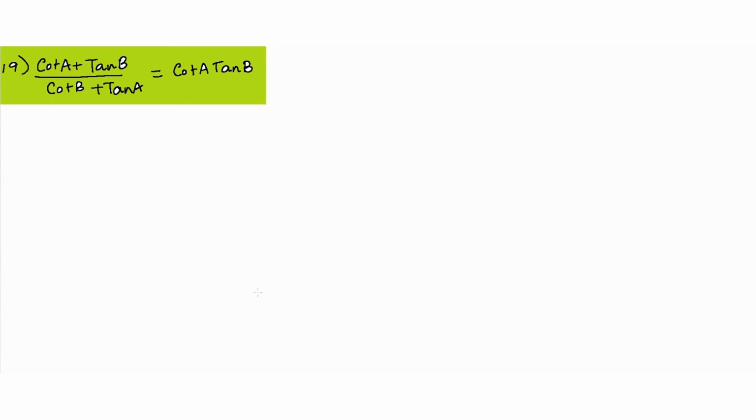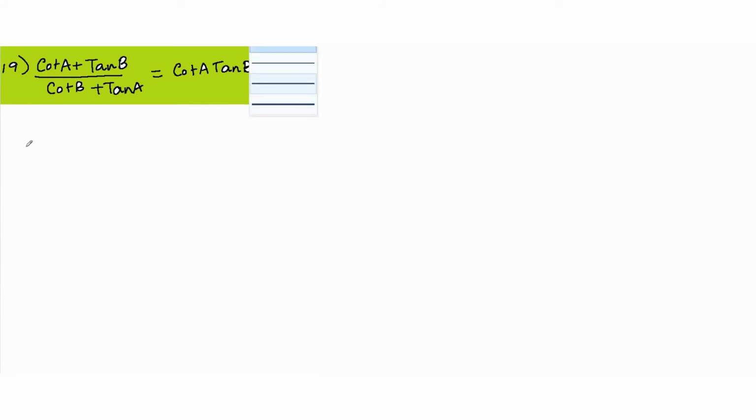On the left hand side, I have cot A. On the right hand side also, I have cot A. So let me not disturb the cot A term because I need it in the RHS. In the LHS also, I have tan B term. RHS also, I have tan B term. So I don't want to disturb the tan B term either. But the cot B and tan A terms in the denominator are definitely what I don't want in the RHS.